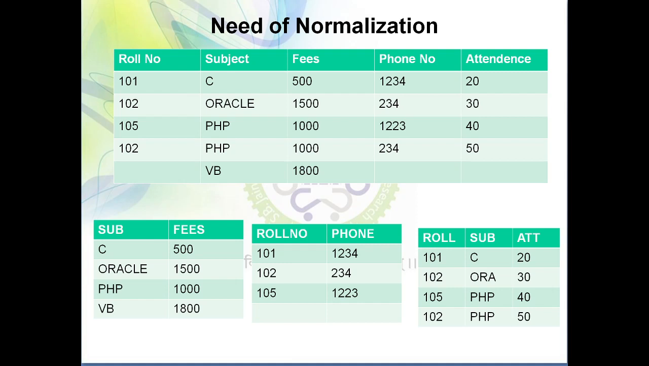So what is normalization? Normalization is the process of decomposing one large table into a number of sub tables so as to reduce the redundancy. In this case there will be redundancy of data: the phone number is repeated, and the student information is also repeated.